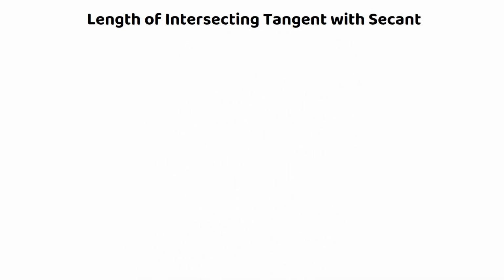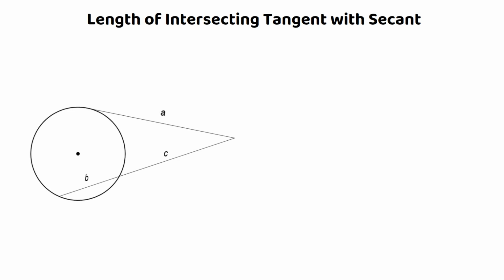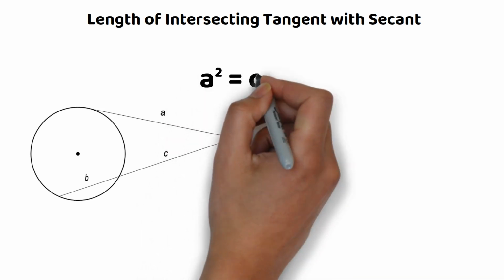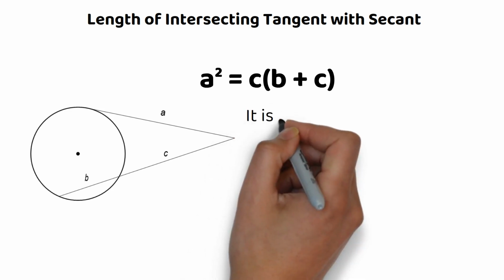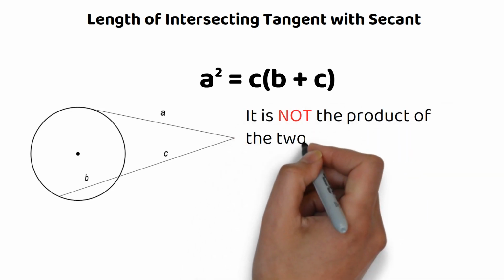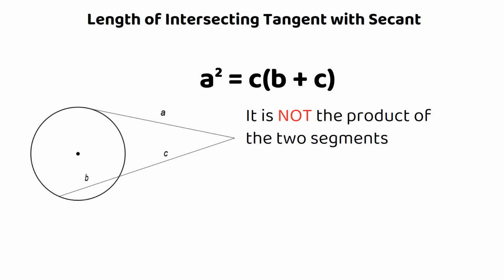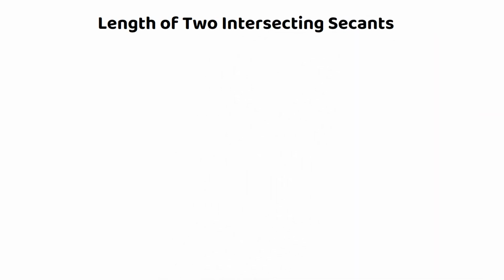Length of intersecting tangent with a secant. The relationship between the length of a tangent and a secant is that the square of the length of the tangent, or a squared in our diagram, is equal to the product of the total length of the secant, b plus c, with its outer segment, c. That is, a squared equals c times b plus c. It's very important not to use the product of the two segments in the secant. Rather, it's the product of the full secant with only its outer segment.